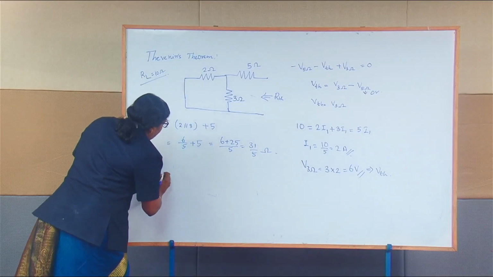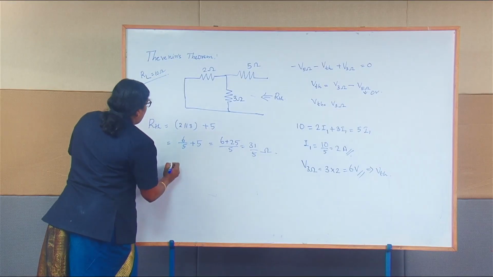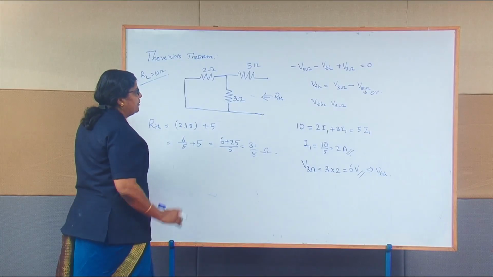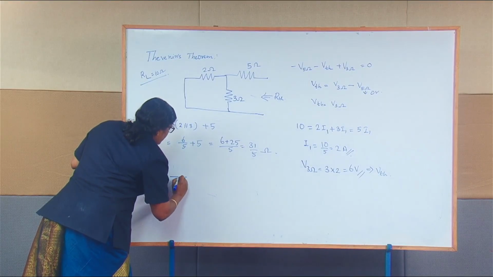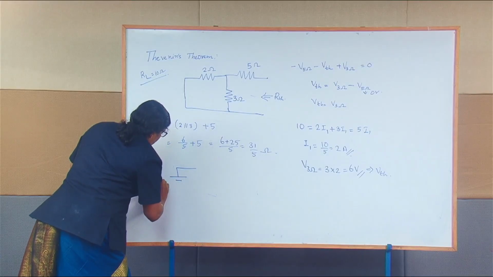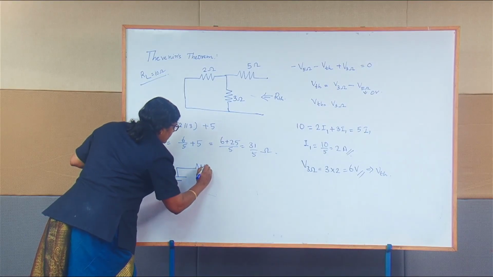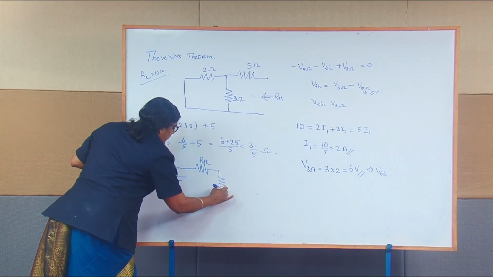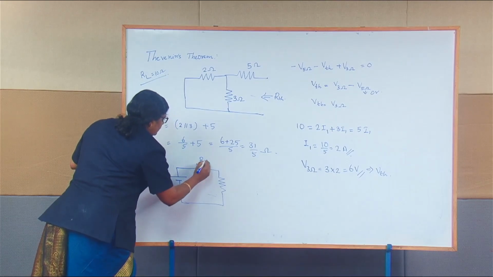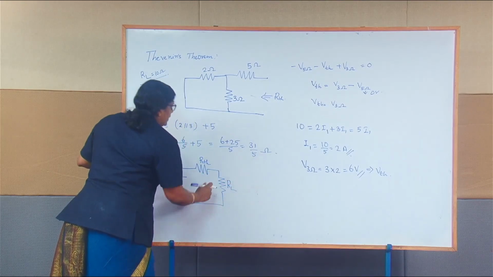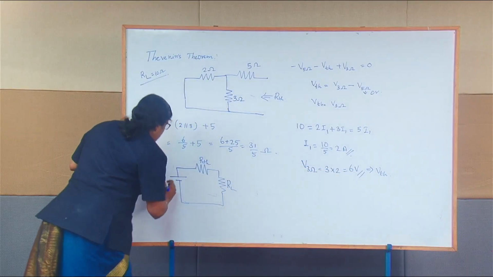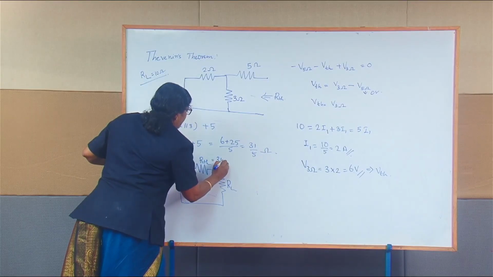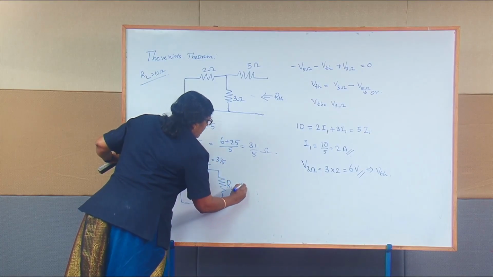Now, once you know the value of your V Thevenin and R Thevenin, we can draw the equivalent Thevenin's network. The equivalent Thevenin's network will have a voltage source V Thevenin in series with the resistance R Thevenin, and we connect our load in series with your R Thevenin. So this will be RL. The V Thevenin value we have calculated as 6 volts, and R Thevenin is 31 by 5, and RL is already given as 10 ohm.